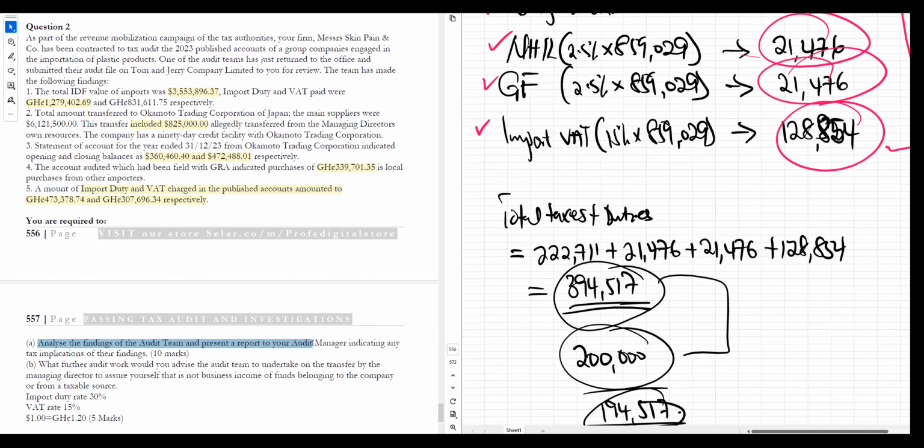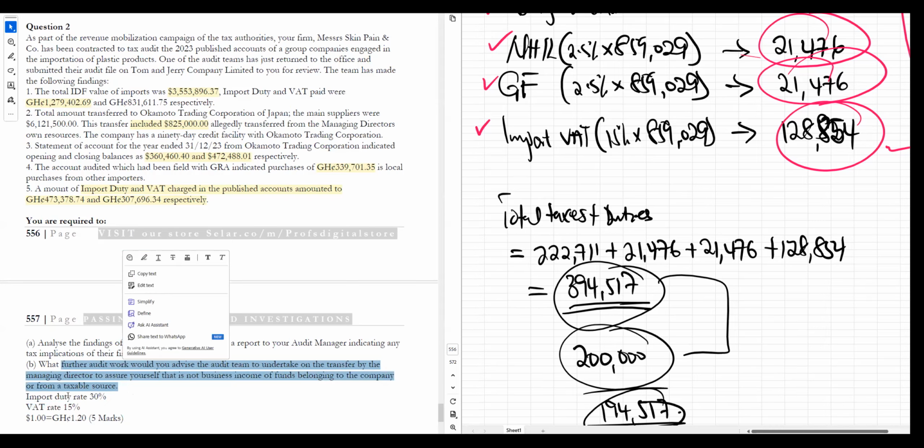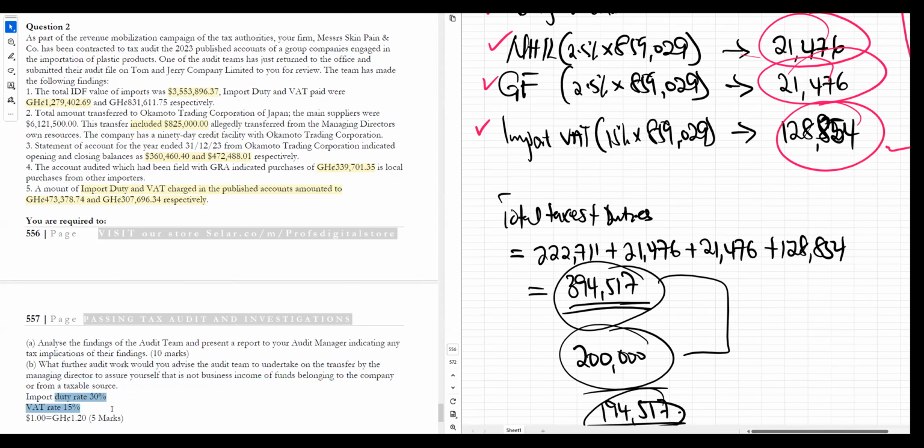Analyze the findings of the audit team and present a report to the manager, indicating the implication of the findings. 10 marks. What further audit work would you advise the audit team to undertake on the transfer of the managing director to assure yourself that it's not business income or funds belonging to the company from a taxable source? Import duty rate 30%, VAT 15. Then they've given the exchange rate. It's the same question. So all these import duty and VAT that we see, we will disregard all of them and recompute our own. Can you see that?